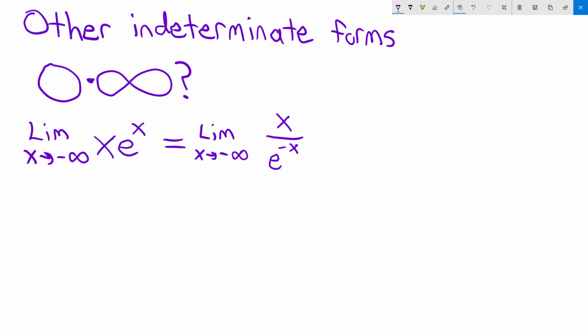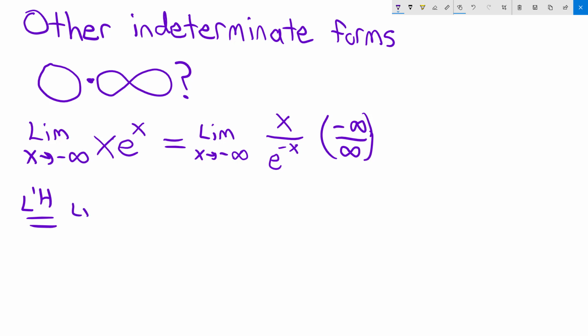But still looking at this and just making sure that we can apply L'Hopital's rule, numerator goes towards negative infinity, a very large number in the negative direction, and in the denominator it'll be e to the negative infinity, but that's a very large number, so we do get infinity divided by infinity form, so L'Hopital's rule can be applied.